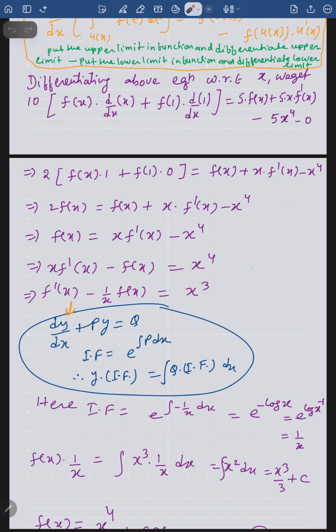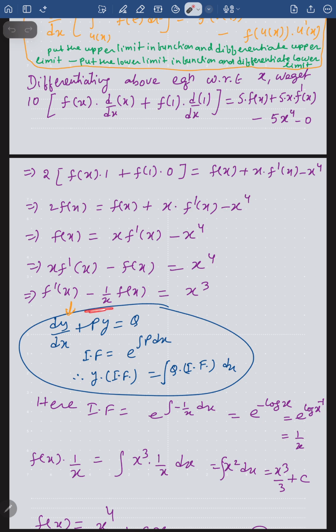When we divide by x throughout, we will get f'(x) minus (1/x) f(x) equal to x^3. Now this is again a differential equation of the form dy/dx plus Py equal to Q, where P and Q are functions of x. In this case, we find the integrating factor, e raised to the power integral of P dx.